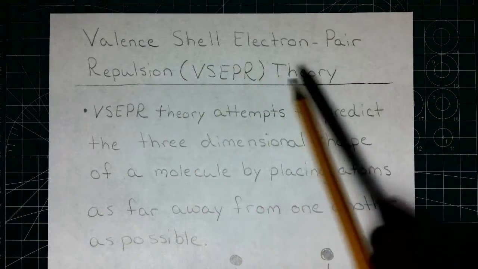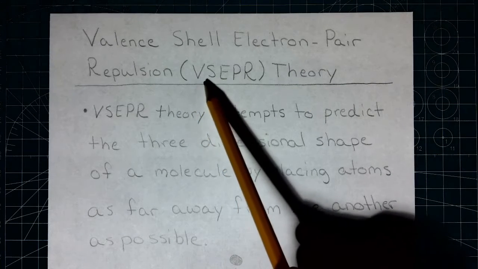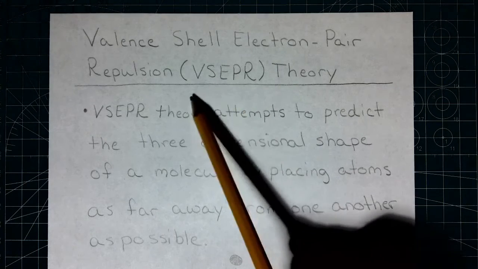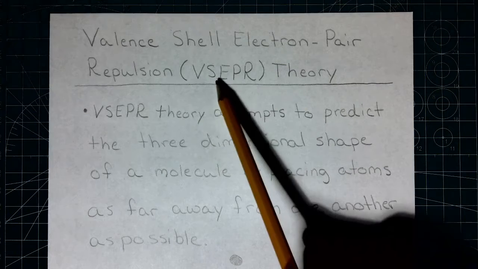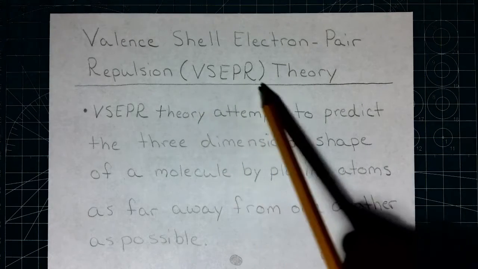Electron-Pair Repulsion theory. This is often abbreviated when written as VSEPR, and when people say it, they call it VSEPR, which I don't really get because it would not be like VESPR, but still, VSEPR theory.